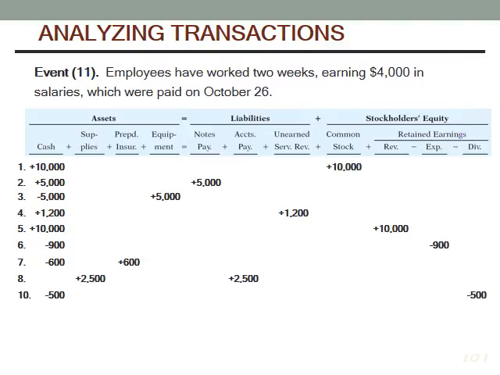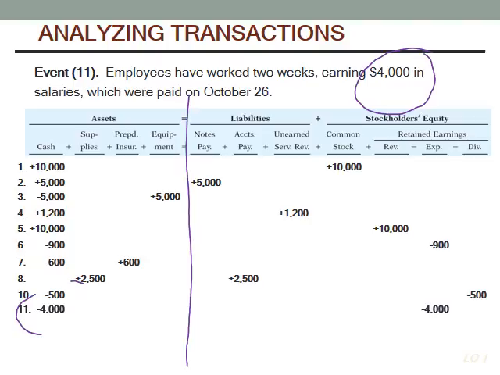In our final transaction, employees worked 2 weeks earning $4,000 in salaries, which were paid on October 26th. So cash went down, and if our employees worked for us, this is an expense, a cost of doing business. So here we have a decrease in cash. If we draw our line on our equal sign, and expenses as a decrease, so there's a decrease on both sides.